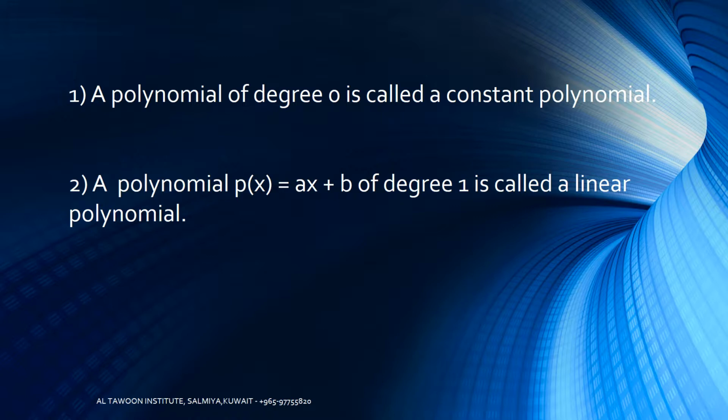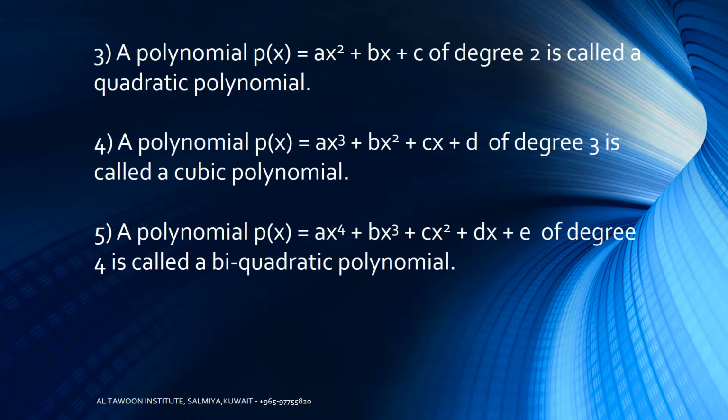Similarly, the general form of a quadratic polynomial is ax² + bx + c, where alpha and beta are the zeros. Then the quadratic polynomial whose zeros are alpha and beta is given by p(x) = x² − (α + β)x + αβ, meaning x² − (sum of zeros)x + product of zeros.